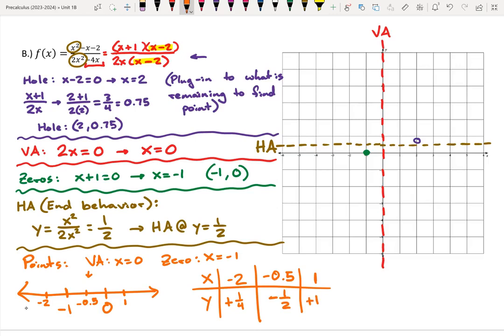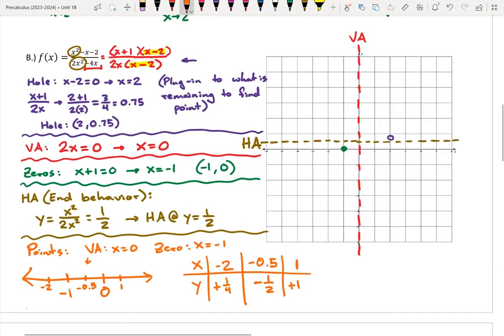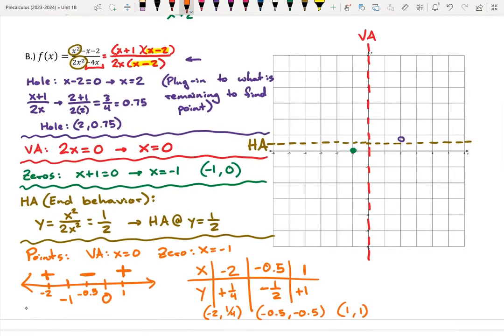So that's interesting. I have my 3 points there that I'm going to plot: (-2, 1/4), (-0.5, -0.5), and (1, 1). So to the left of negative 1, I'm going to be above the x-axis. Between negative 1 and 0, I'm going to be below the x-axis. And then right of 0 is going to be above the x-axis again. Positive, negative, positive. Let's go ahead and plot those points and see what we have.